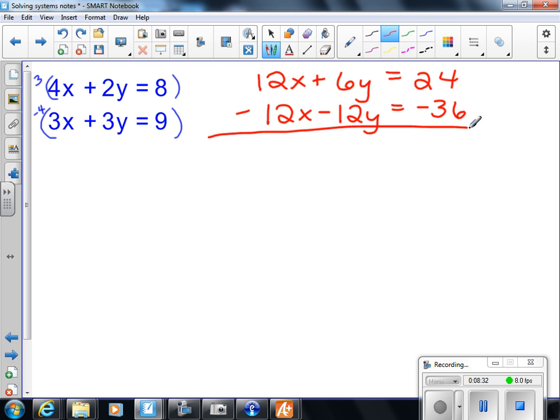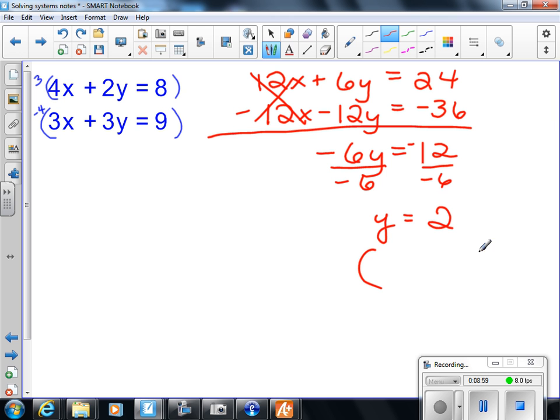Okay, now we combine them. They cancel out. What do I get for my y's? Negative 6y equals 24 minus 36, which would be negative 12. Is that right? A negative 12. Find the difference between them because one's positive and negative. Divide by negative 6. y equals 2.